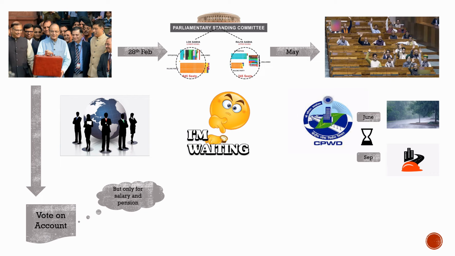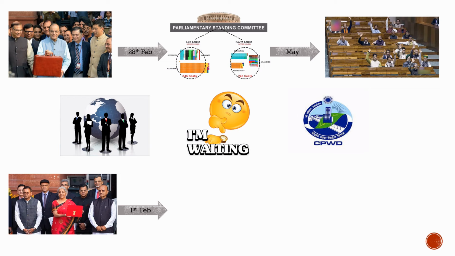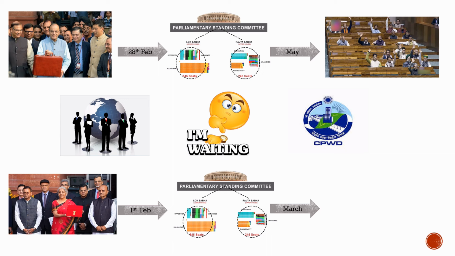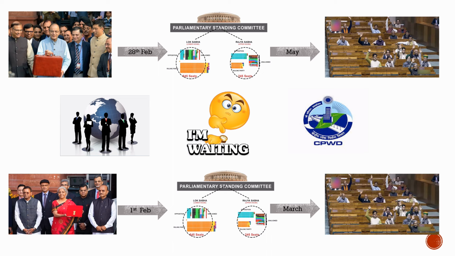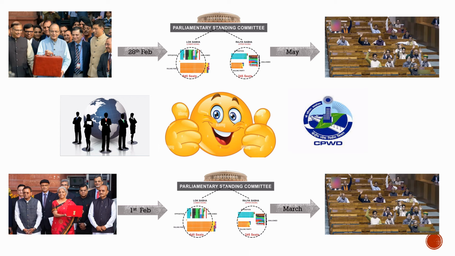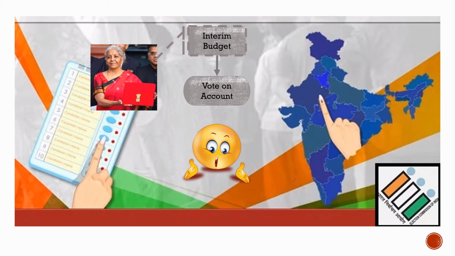Because of the preponement of date of presentation of the budget, entire budget exercise gets over by March 31st. There will be no need for a vote on account and government can straight away start implementing projects from April 1st. I'm sure now you are clear.